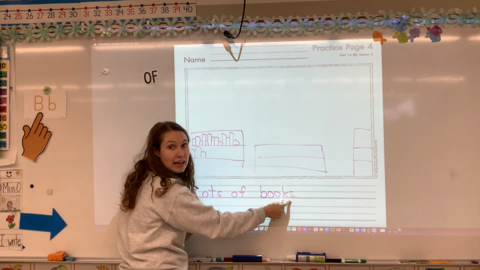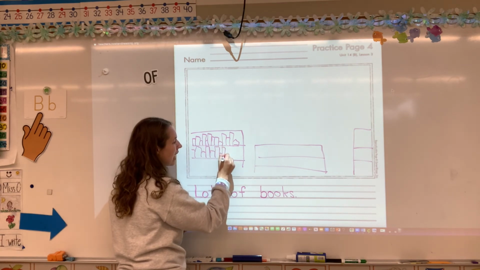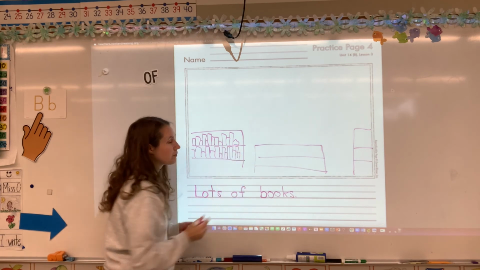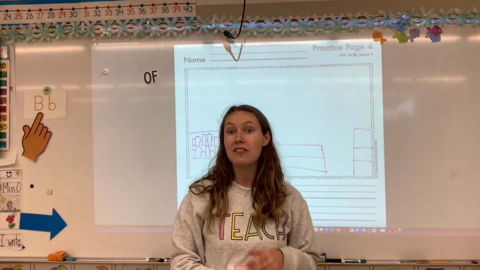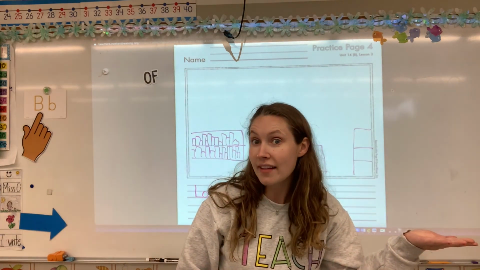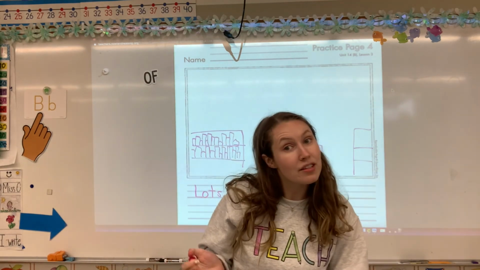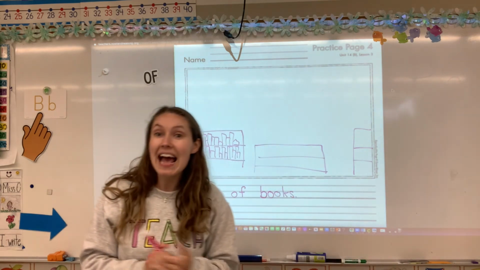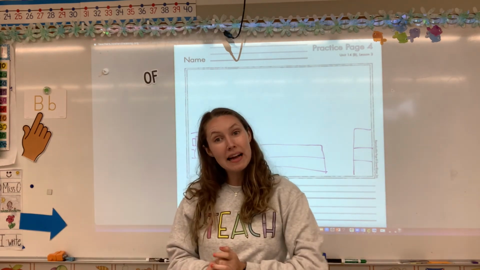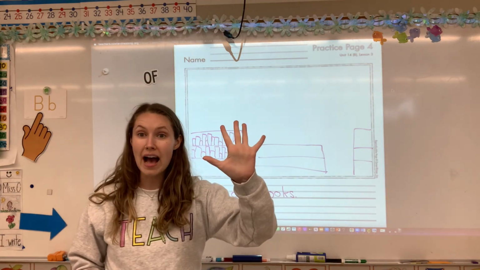And notice I have an S at the end of my word book because we don't just have one book. We have lots of books. So I have to add an S there to make it plural. So make sure whatever you're writing, you have an S at the end. So you would say you have lots of toys, or lots of flowers, or lots of tables, lots of chairs. Always having an S at the end tells me there's more than one. So that's going to be your first practice page that you're going to work on. When you finish this one, you're going to turn to practice page 5, okay?